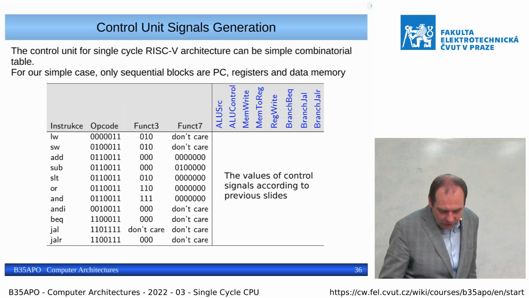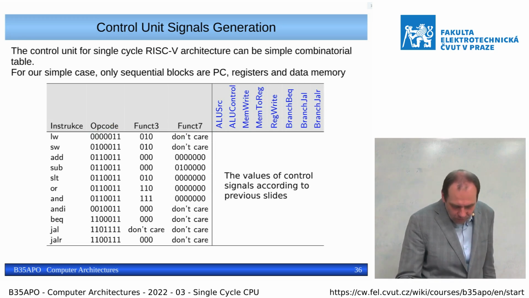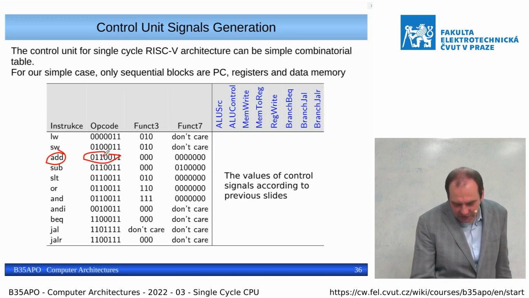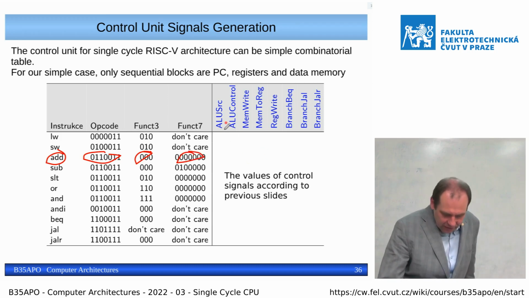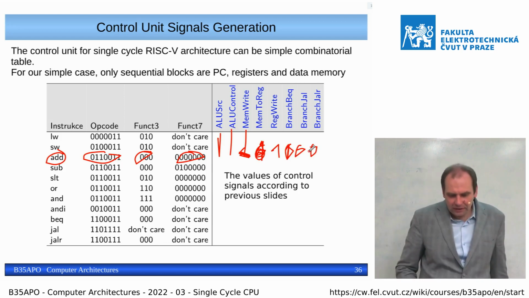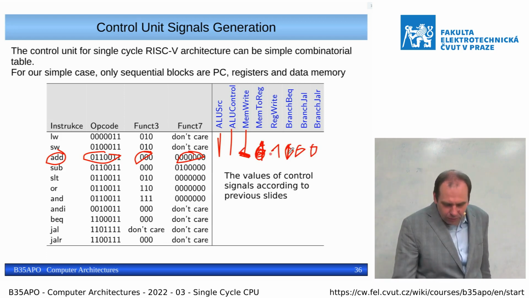So basically, we know that, for example, for the add operation, we need to check that there is this opcode, this function, and this function. And in this case, we say that ALU source is from 2 registers, ALU control is addition, that we do not want to write to memory, that we want to write to the register, no memory to register, 0, 0, 1, that it is not a branch. So basically, this way we know how to set a value.